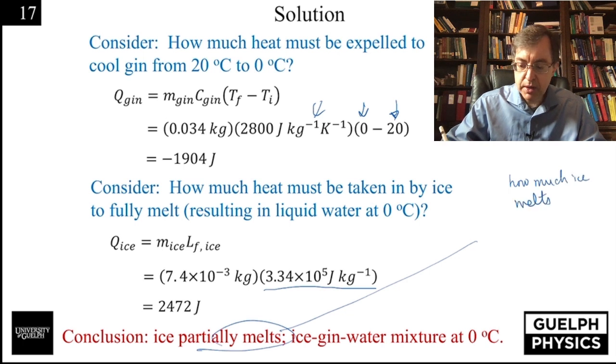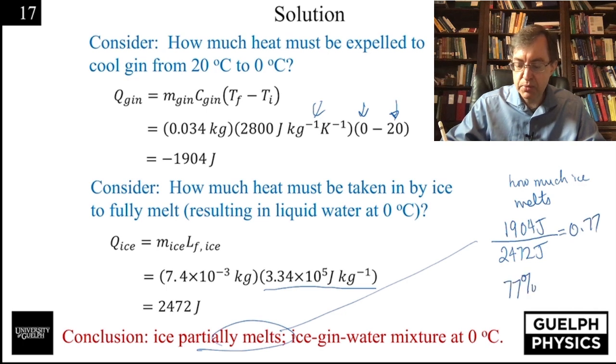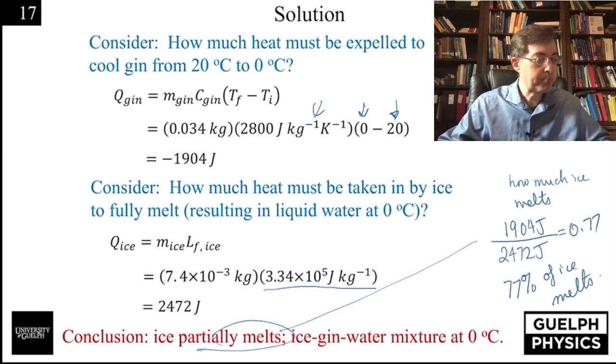And you can do this by just doing the ratio of the heat. So you require 2,472 joules of heat in order to totally melt the ice, but you're providing the ice with only 1904 joules of heat. The ratio of that is 0.77. And so you can say then that 77% of the ice will melt.